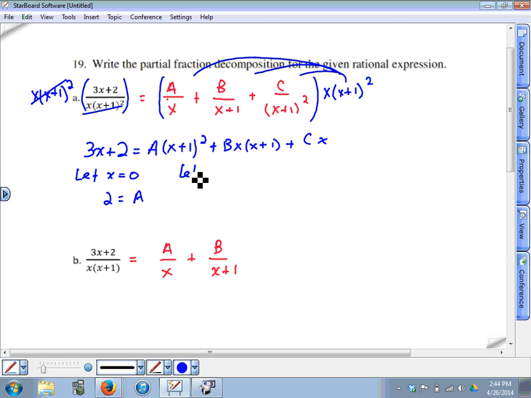We can do the same thing if we let x equal negative 1, because that's going to cancel this B term here and this A term here, which will allow us to solve for C. So if x is negative 1, we get negative 3 plus 2, which is negative 1. A cancels, the B term cancels. Negative 1 times C is negative C. So C equals 1.